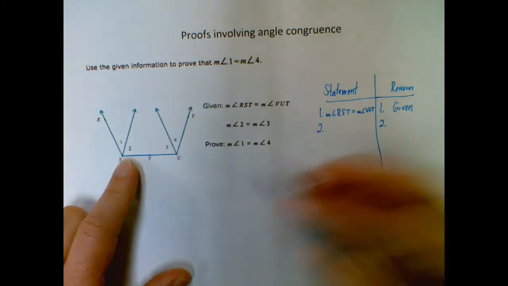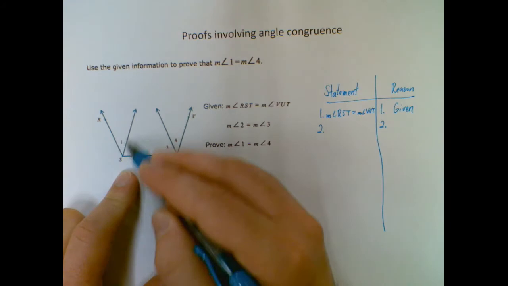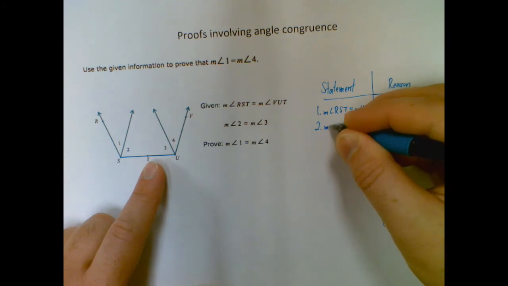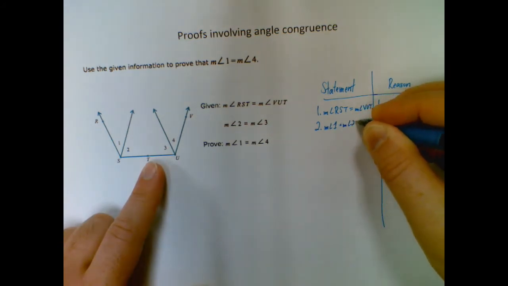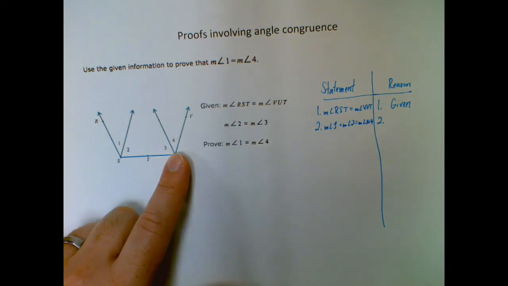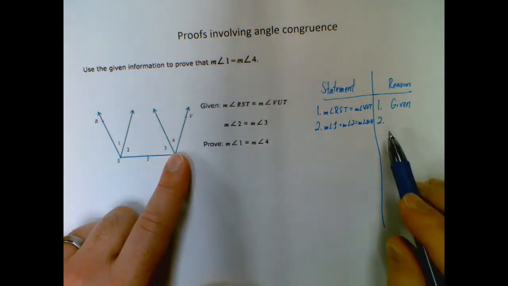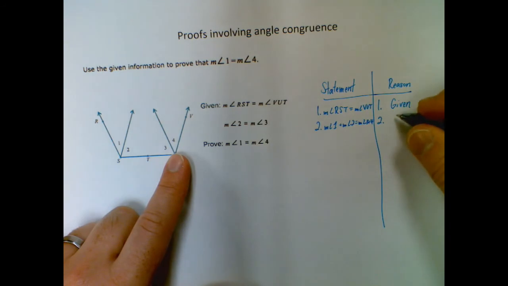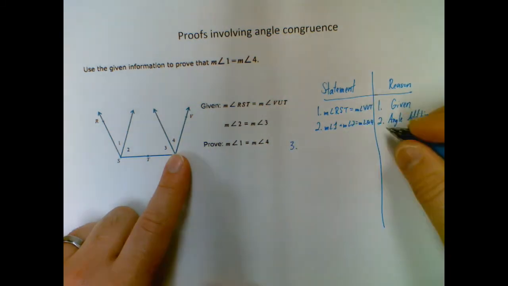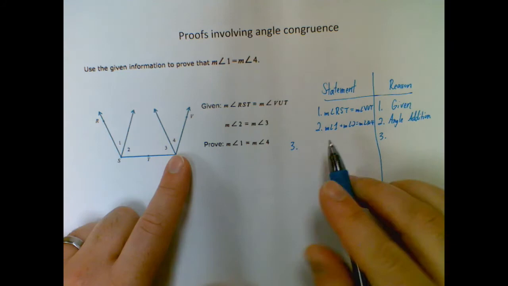I know RST is made up of angle 1 plus angle 2, so I'm going to split these into their component angles. The measure of angle 1 plus the measure of angle 2 is equal to the components on this side, the measure of angle 3 plus the measure of angle 4. And why is that the case? That is because of angle addition. All right, so what can I do with that now?